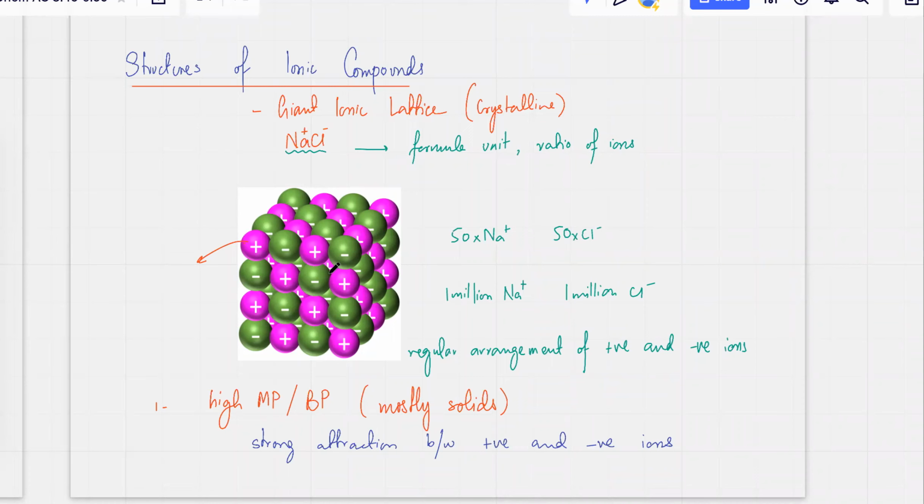So there's going to be strong attraction. One of the reasons they've got high melting and boiling points is that the positive ion is attracted to negative ions. It's not just attracted to one negative ion, it's surrounded by negative ions, and the negative ions are surrounded by positive ions. So it's a giant structure, and it's got many ionic bonds. This force of attraction is known as the ionic bond.